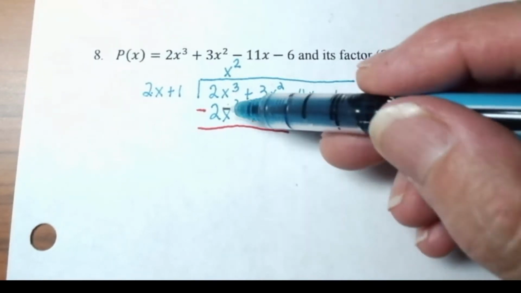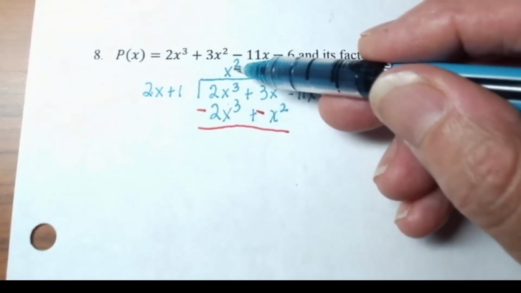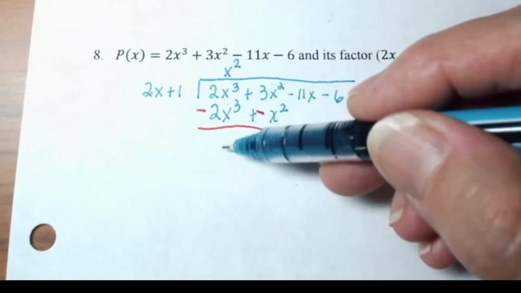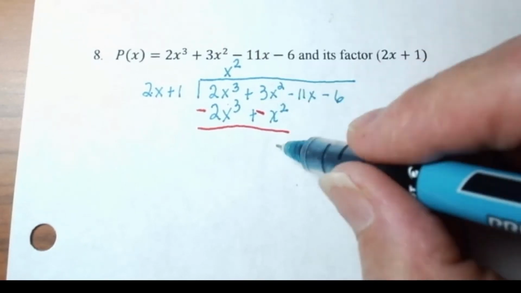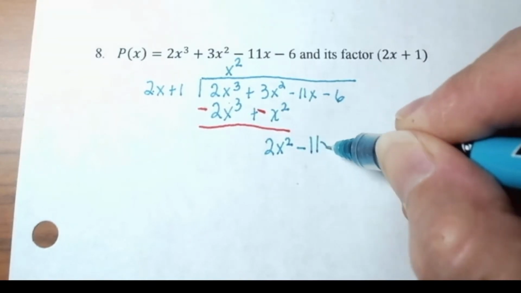And now, notice how here we get 0. That needs to happen because you picked this factor up here so that it would be a 0. Okay, and then here we get what? 2x squared. Bring down the next term, which is a negative 11x, and repeat the process.